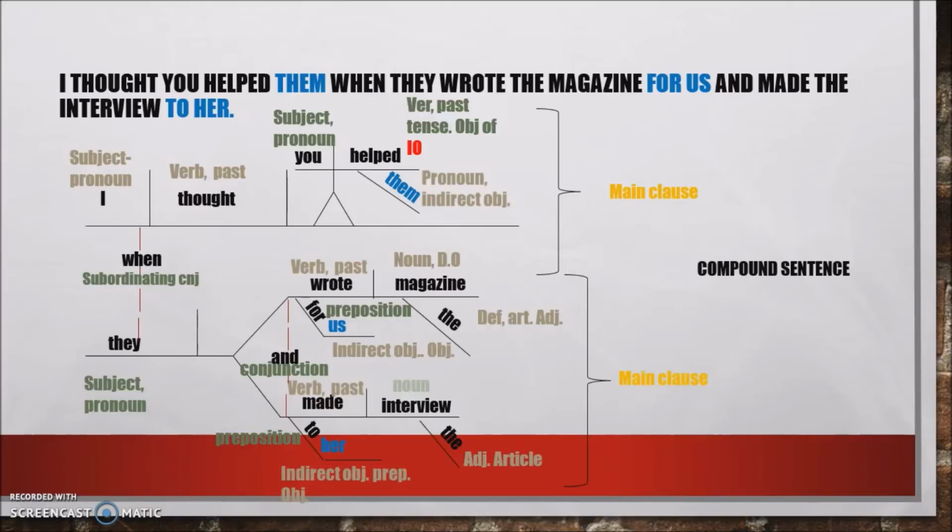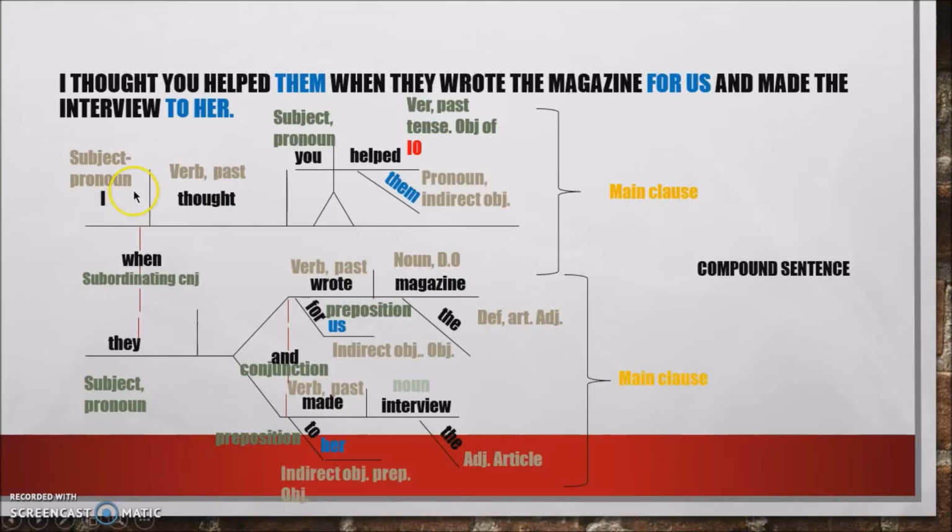Now, to understand better, we have a diagram. In this diagram, we can see each part of this sentence. The color blue refers to the indirect object. Now we have the sentence: I thought you helped them when they wrote the magazine for us and made the interview to her. It's a compound sentence because it has two main clauses. Now we're going to see the first main clause.